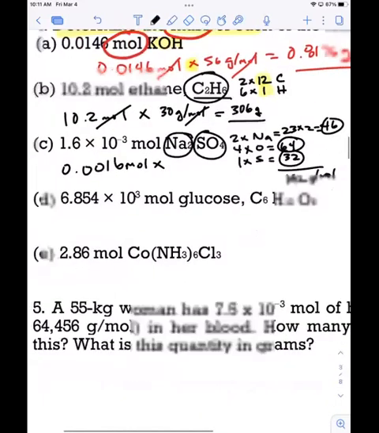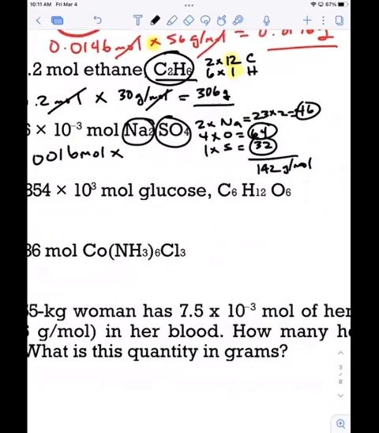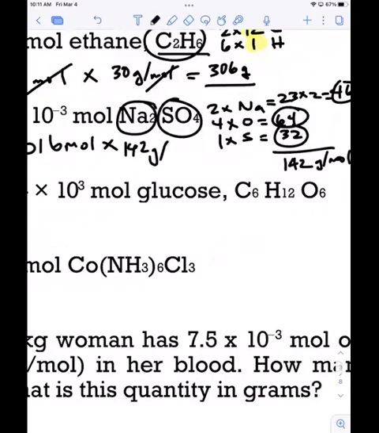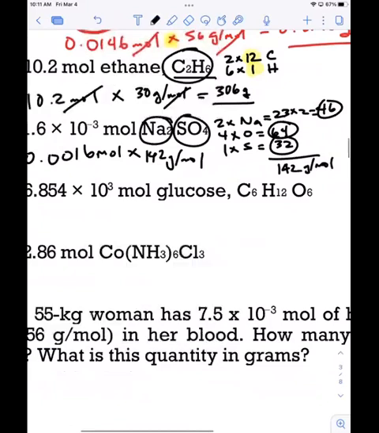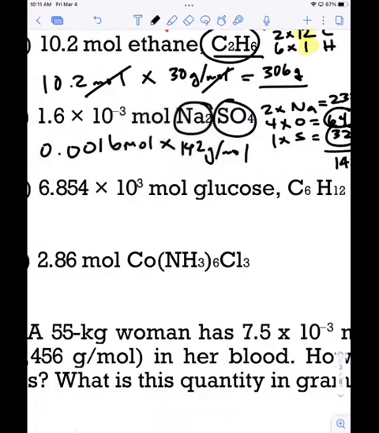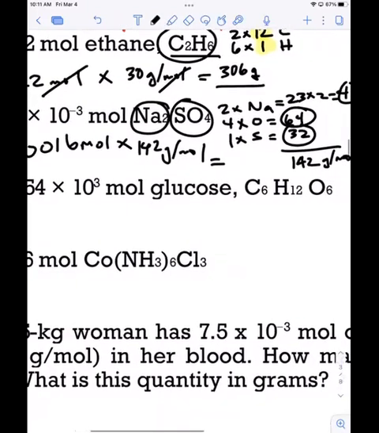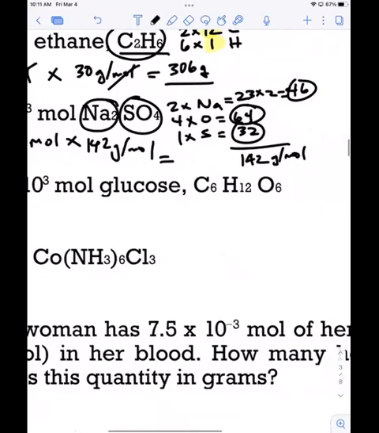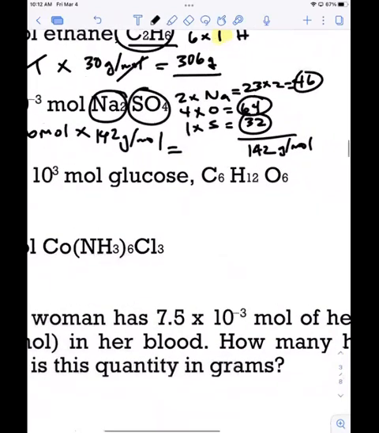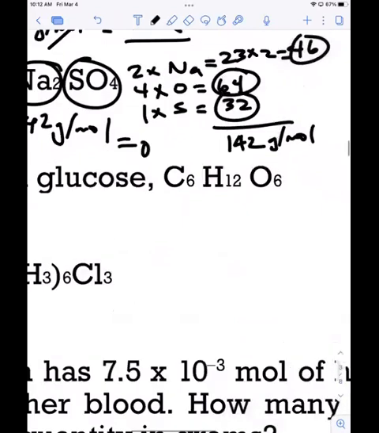All right. So then you just take this number and multiply it. We found the molar mass. So this is 142 grams per mole. Times the moles. Oh no, you wrote it out. Never mind. I got 0.2272. Okay. All right. And that's in grams, right? Because we're looking for mass. Yes.